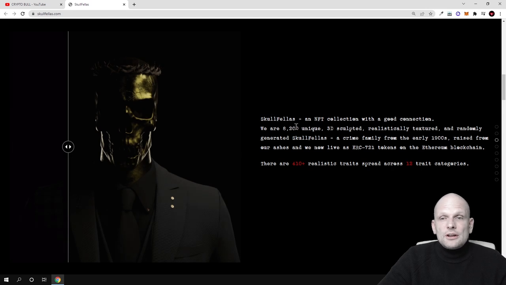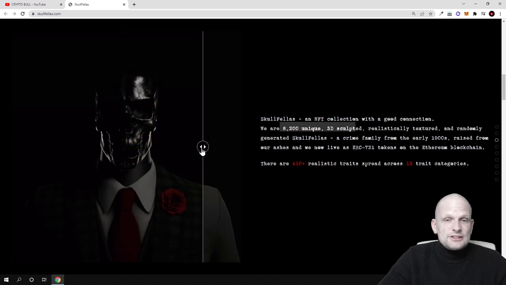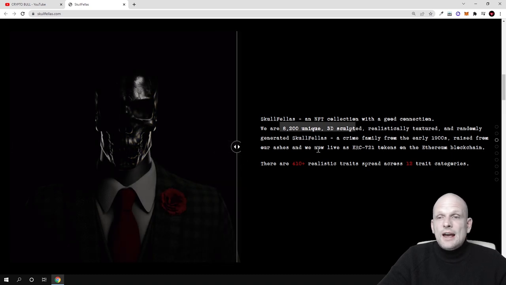And for this Skull Fellas NFT, as you can see, there are 8200 unique 3D sculptured, realistically textured and randomly generated Skull Fellas. So in this collection there are 8200 unique 3D sculptured NFTs, very high quality. Here you can already preview some of them. As you can see, there is this animation, and all these NFTs will be auto-generated. As you can see here, a crime family from the early 1900s. So these NFTs are from the story.